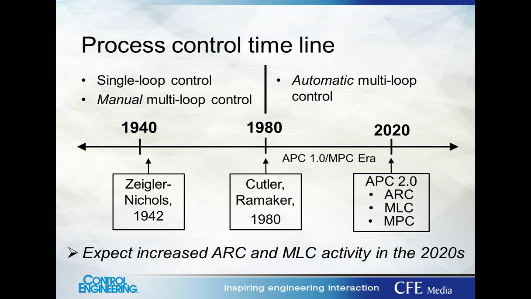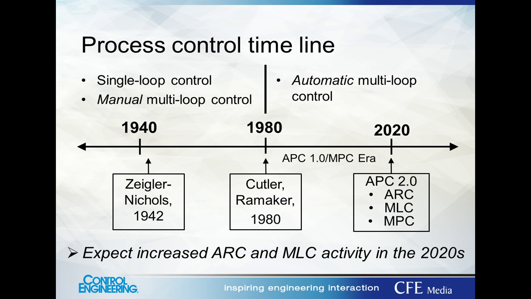That doesn't mean that processes didn't have multi-loop control. It means that operators had to do it manually. That's an important distinction in understanding the role of multi-loop control in modern process operation today. We'll talk more about that.